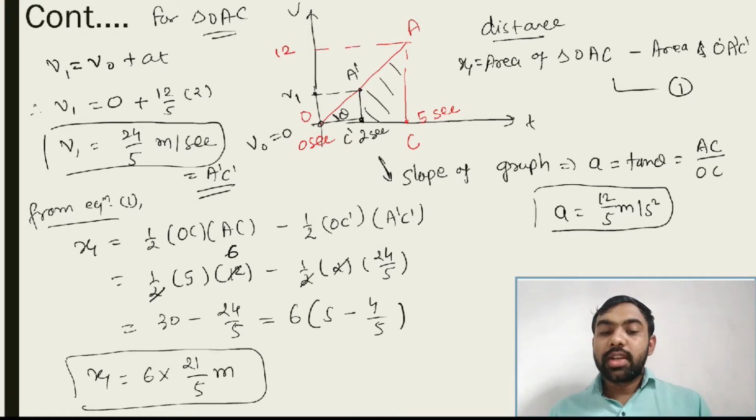Okay, do you understand? 30 minus 24 upon 5 means what? You just take 6 common out. So with 6 common out, what is the answer? 6 5s are 30 and 6 4s are 24. So 5 minus 4 upon 5. So 5 into 5, 25. 25 minus 4, 21. So 21 upon 5. So that is x1. Okay, now you come back here again.